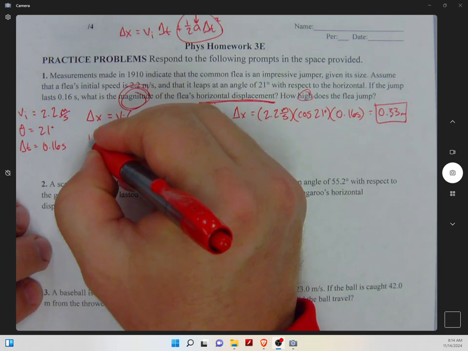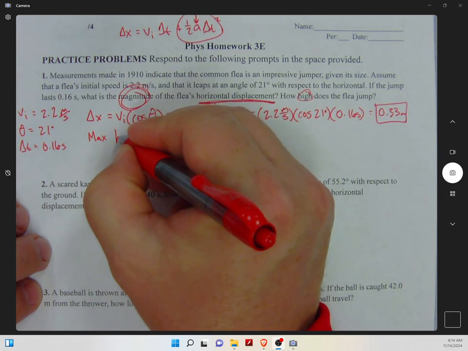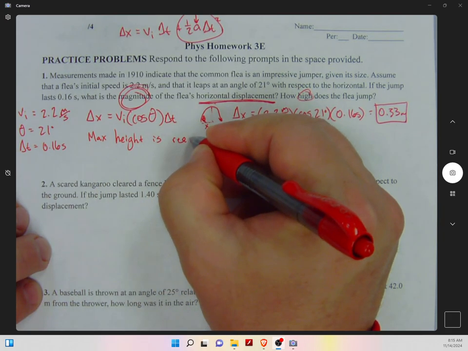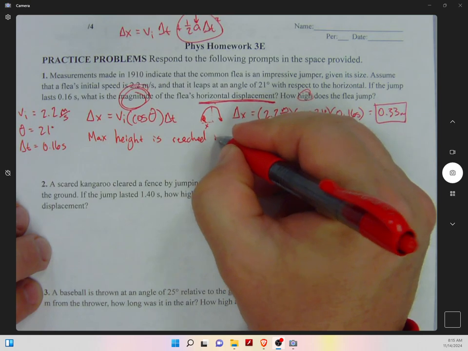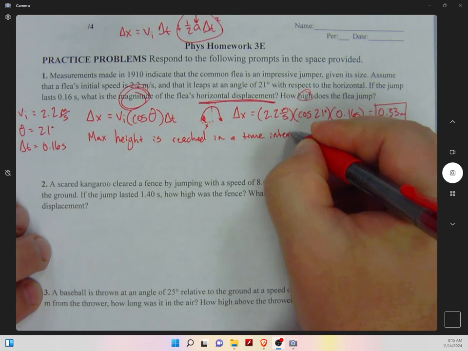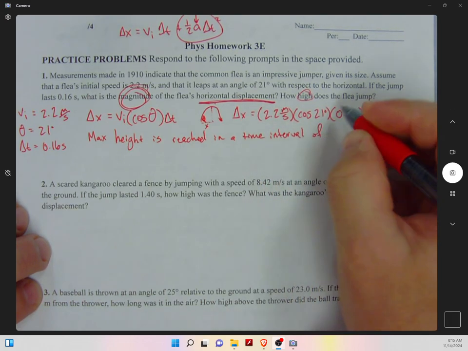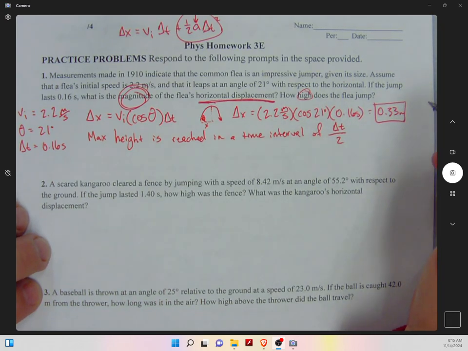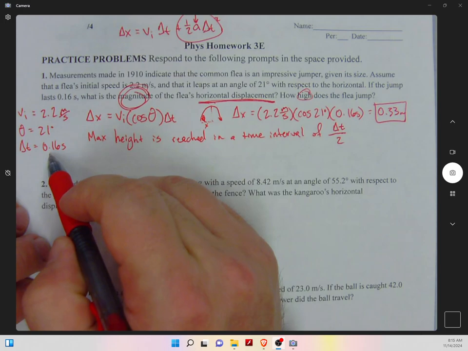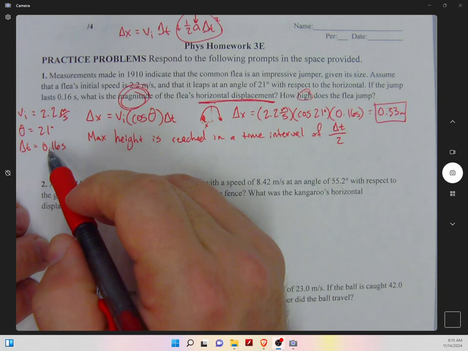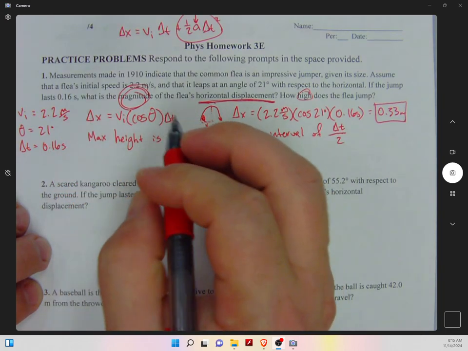So we know that max height is reached in a time interval of half delta t. So whatever my delta t is, half of that is going to be the time it takes, the time interval of reaching the y max.